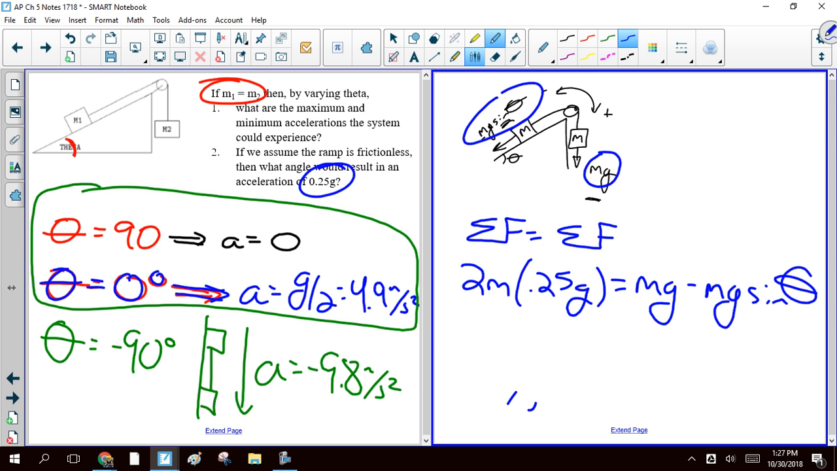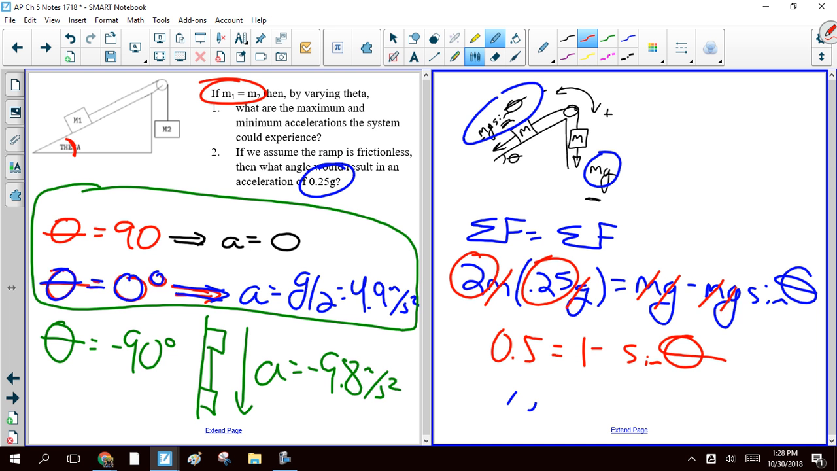All right? So it looks to me like mg, mg, mg cancels. So now I've got 2 times a quarter, which is what, a half? So 0.5 equals 1 minus sine of theta. So solidify this, and you get sine of theta is 0.5, and then inverse sine, you find out that theta is 30 degrees. All right?